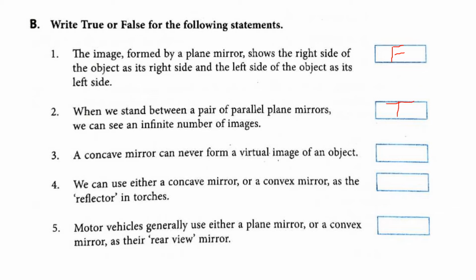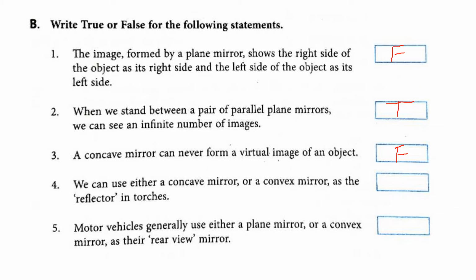Then coming to the third one: a concave mirror can never form a virtual image. We have already seen that a concave mirror many times forms real and inverted images, and only in one case it forms a virtual image. They have said it can never form one, but it does. So that is why it is a false statement. When will the concave mirror form a virtual image? When the object is taken between the focal point and the pole. So this statement is wrong.